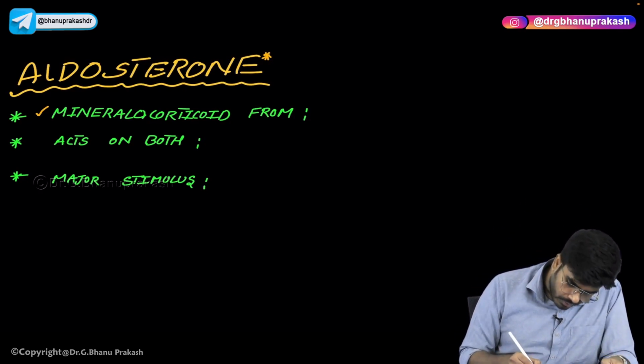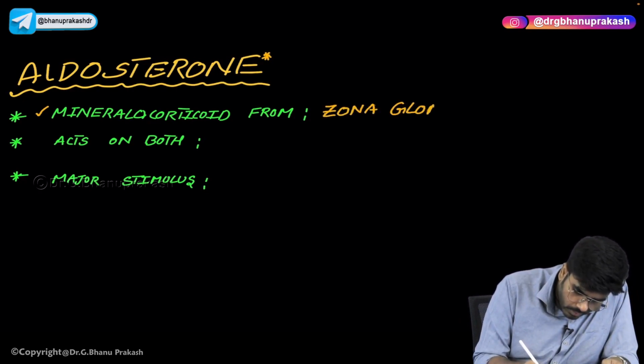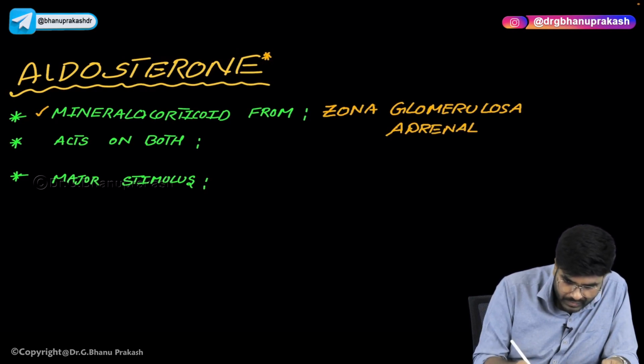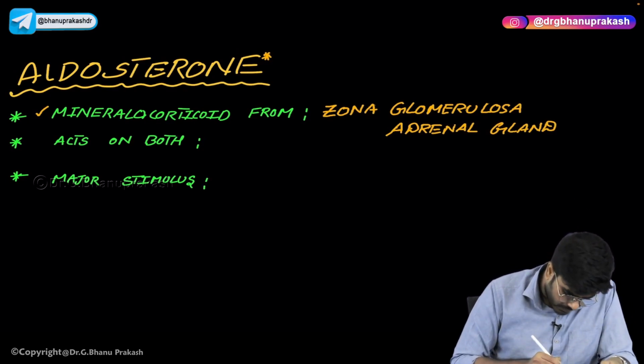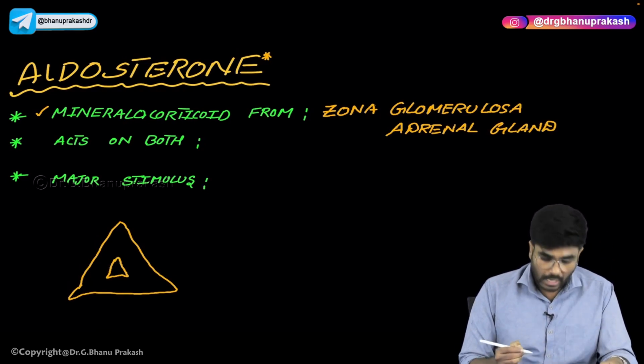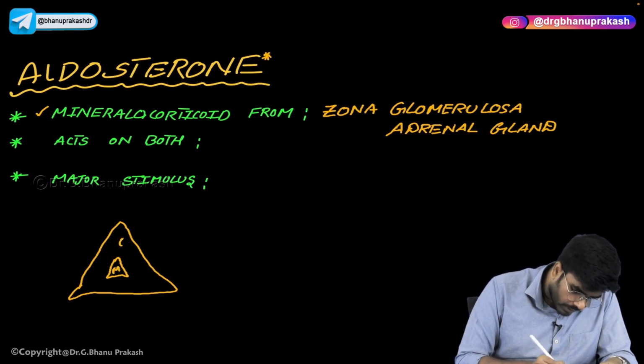It is produced from the zona glomerulosa of the adrenal gland. We all know the adrenal gland is mainly divided into two parts, the outer cortex and the inner medulla. This is the medulla and the outer cortex.